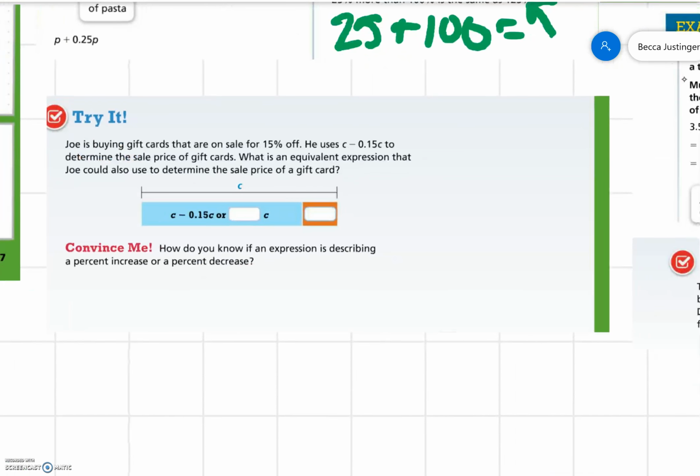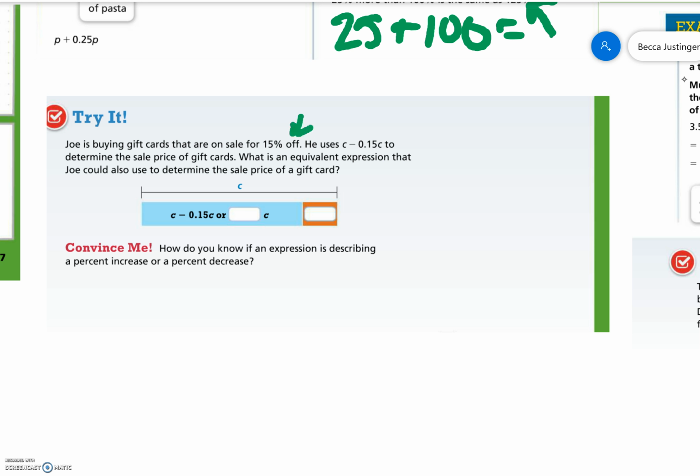Let's try it. Joe is buying gift cards that are on sale for 15% off. So that means we're going to subtract. He uses C minus 0.15C to determine the sale price of the gift cards. What is an equivalent expression that Joe could also use to determine the sale price of the gift card?